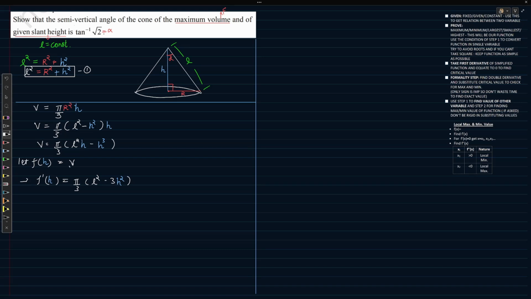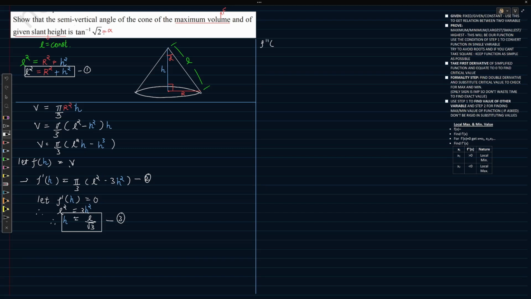Then let f dash of h equal 0. Therefore, L square equals 3 times h square. Therefore, h equals L upon root 3. This is equation 2 and 3.